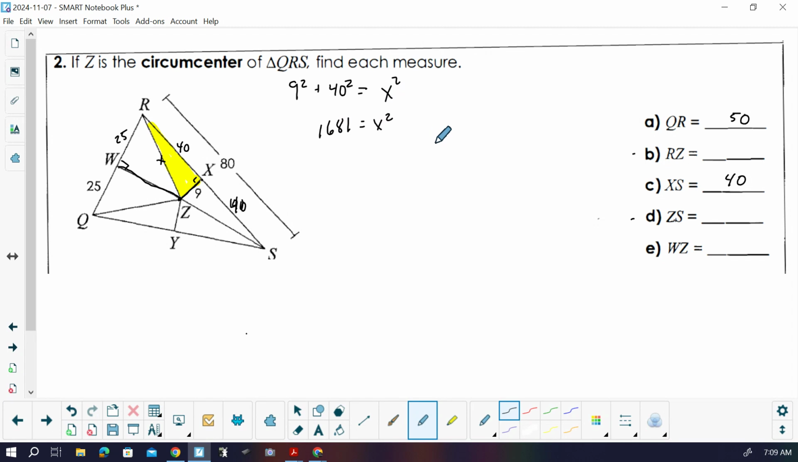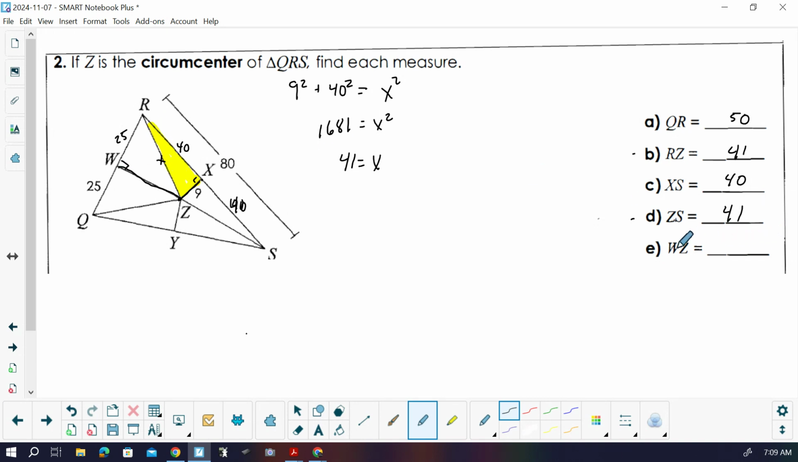Let's see, the square root of 1681 is 41. Exactly. Oh, that came out nice. So this is 41. That was a perfect square. So that came out exactly as 41. All right, so we have this as 41 now.